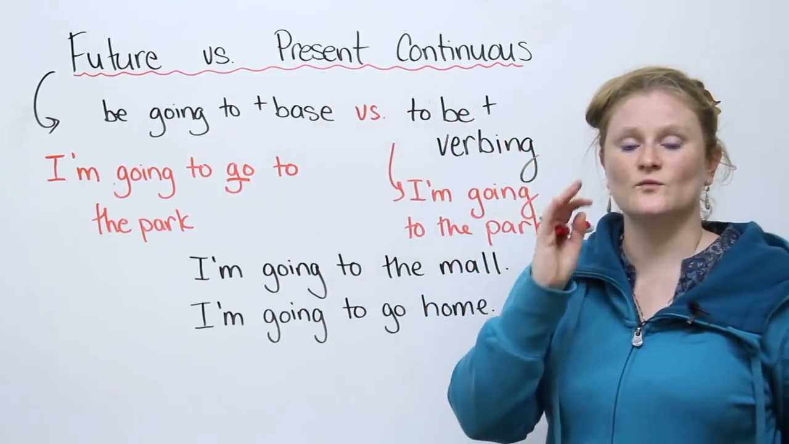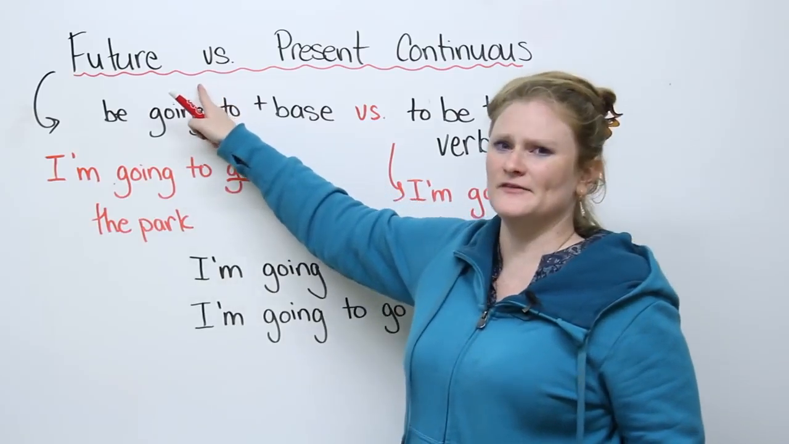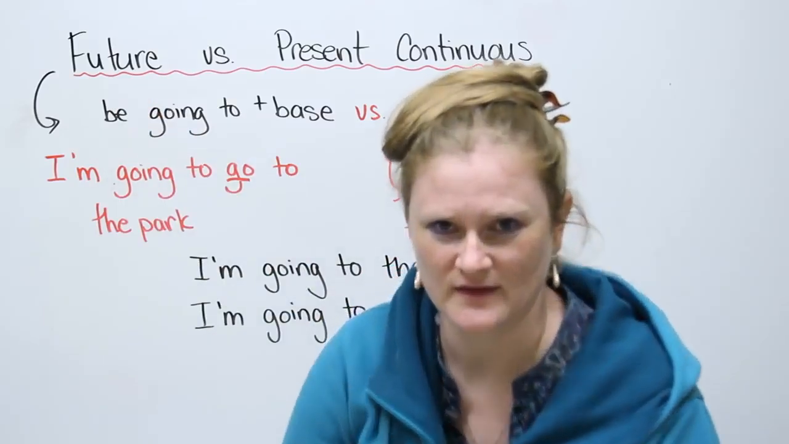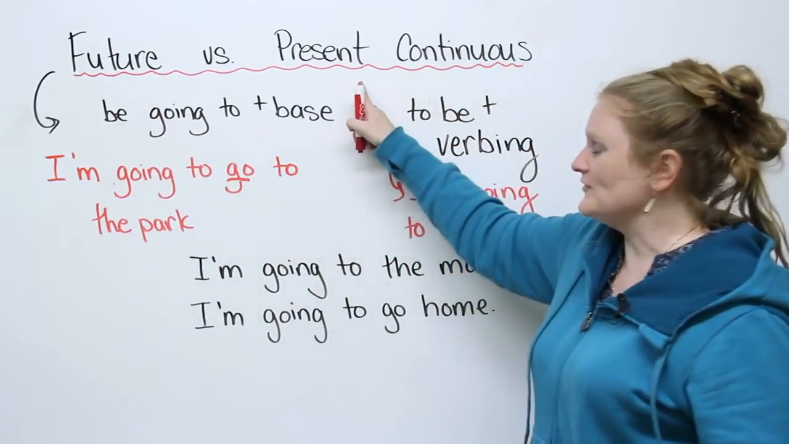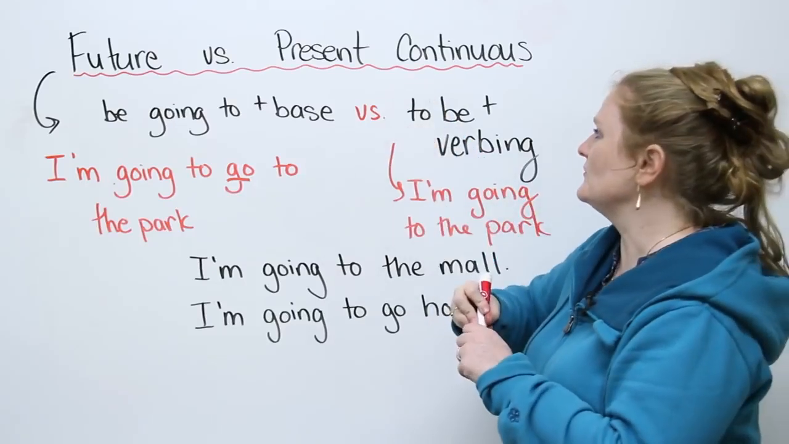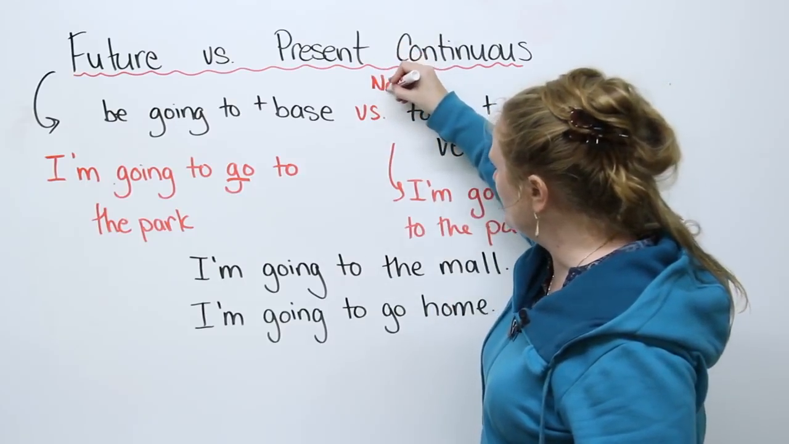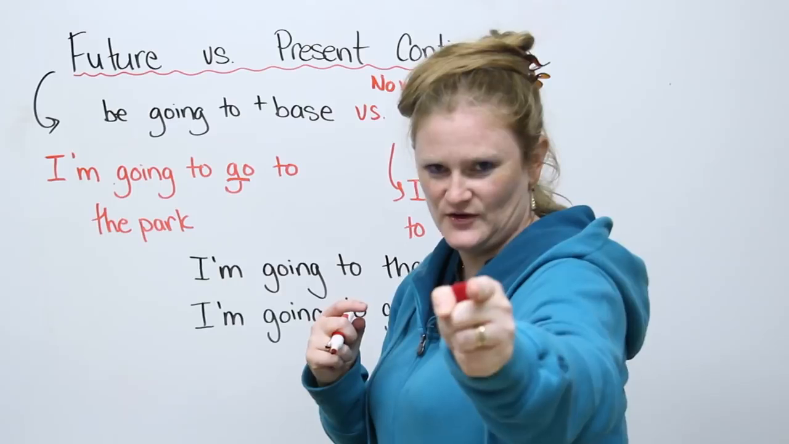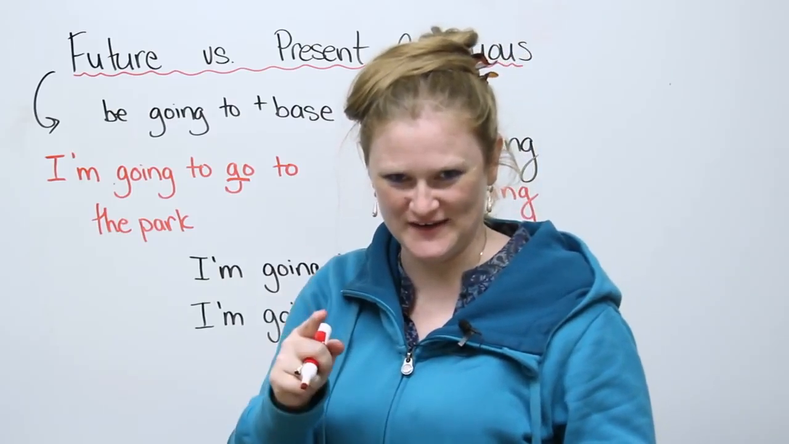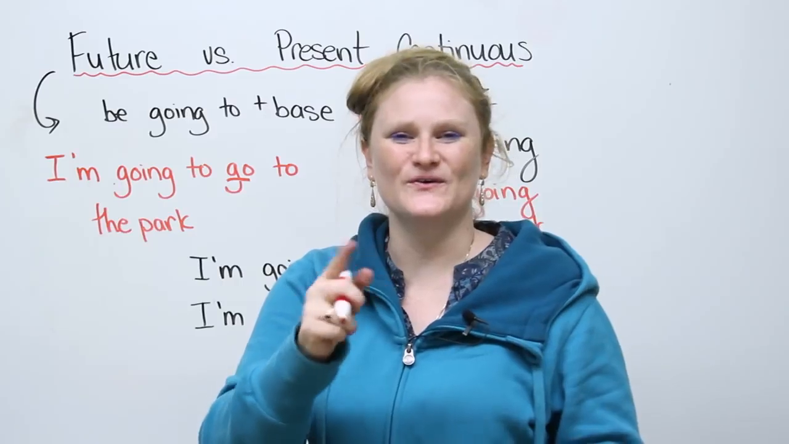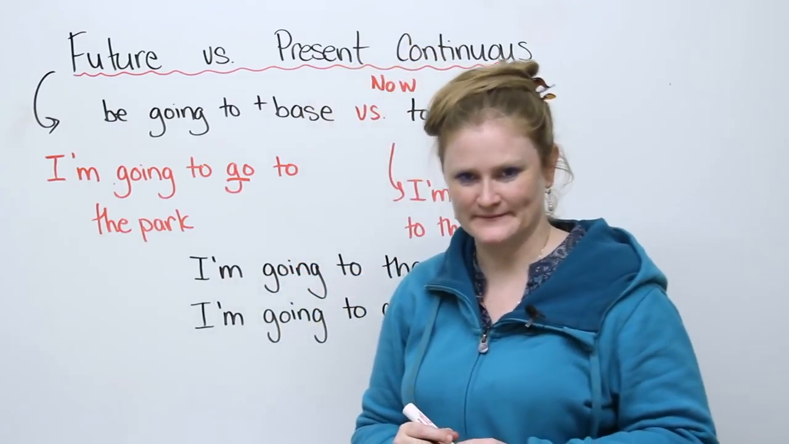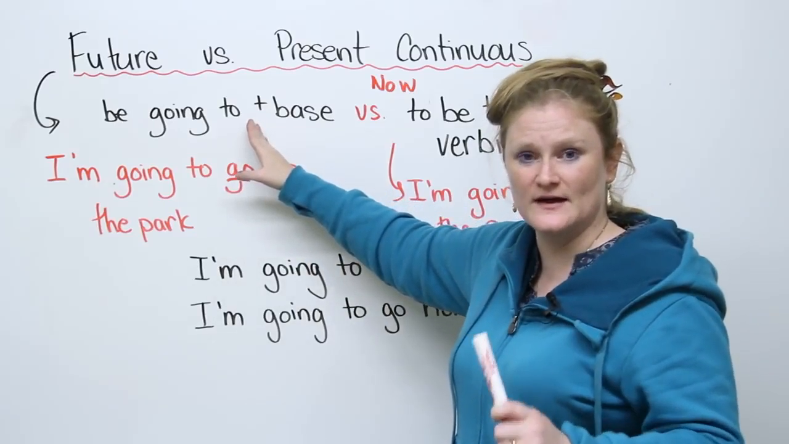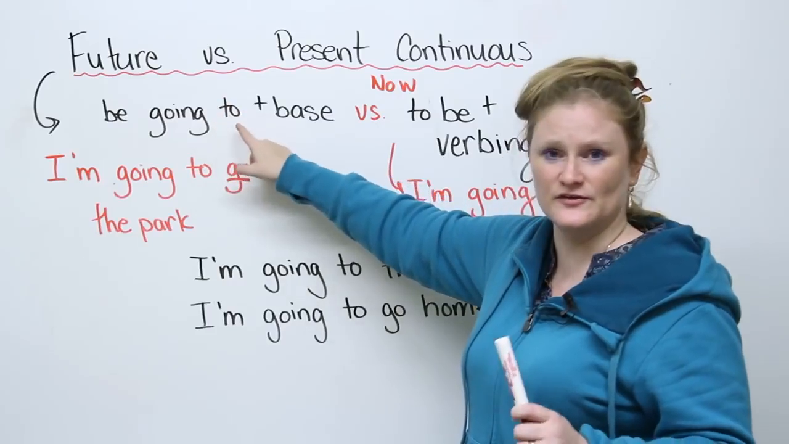First of all, let's look at when we use these. Obviously, we use be going to talk about the future. Present continuous we use to talk about events that we are doing right now. Right now, I am teaching you English. You are listening to me. Yeah? You are having a fantastic time. You are.